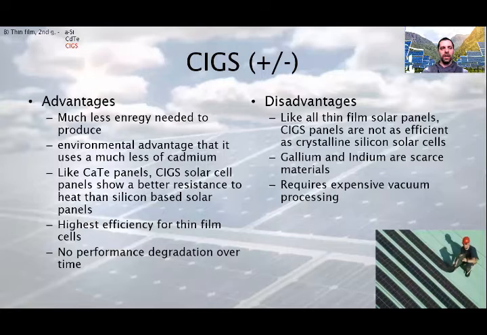One environmental advantage CIGS solar cell technologies have over cadmium telluride solar cell panels is that it uses a much lower level of cadmium in the form of cadmium sulfide. In some designs, zinc is used instead of cadmium sulfide altogether. Like cadmium telluride panels, CIGS solar cell panels show a better resistance to heat than silicon-based solar panels.